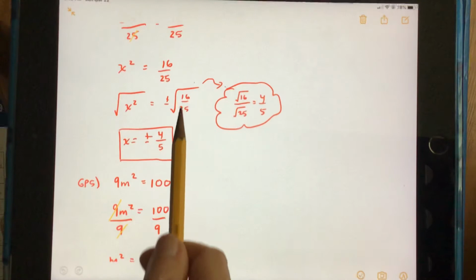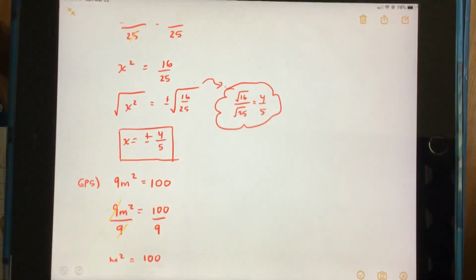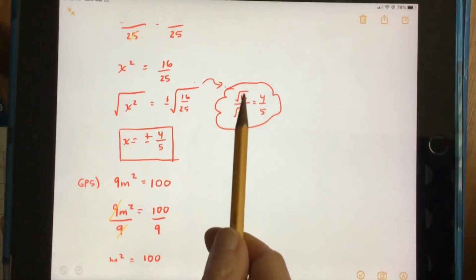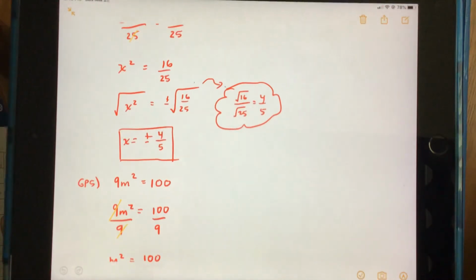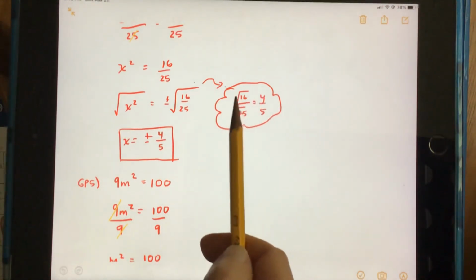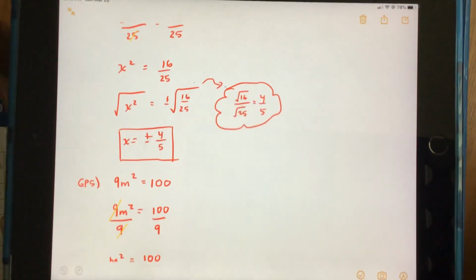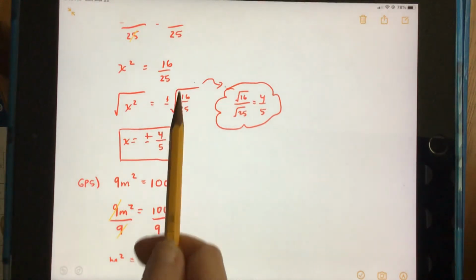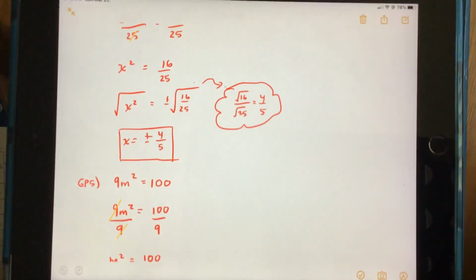And notice that both 16 and 25 are perfect squares. So we're going to think about that as the square root of 16 separately from the square root of 25, and simply take the square root of 16 and get 4, take the square root of 25 and get 5. And so our answer then will be x is equal to positive or negative 4/5. Don't forget to attach that plus minus because there are two roots to this quadratic equation. So there's two solutions, both positive and negative 4/5.